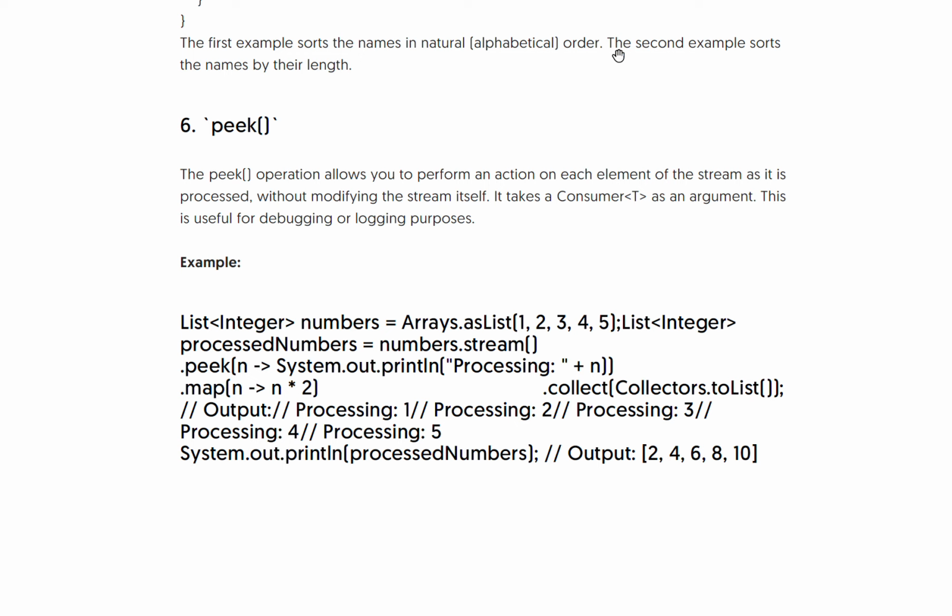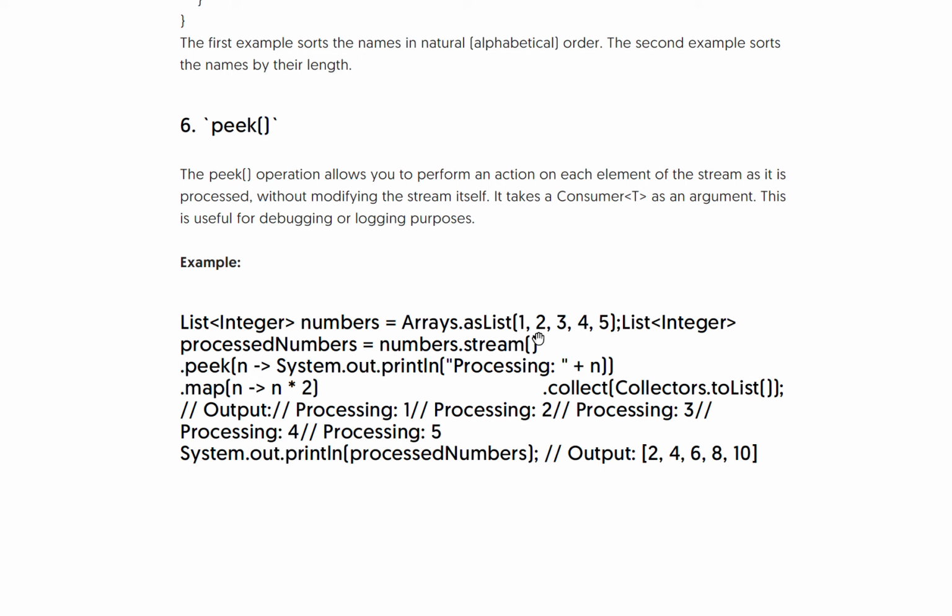Next one will be the peek operation. Peek is used to perform an action on each element. Each element we have passed, it is going to check, but without modifying the stream, it is going to process all the elements. It will not modify the stream. For example, it is mainly used for debugging or logging purposes. Whenever we are doing debugging or logging, we need this peek concept in the Stream API.